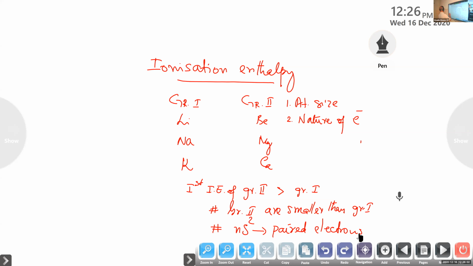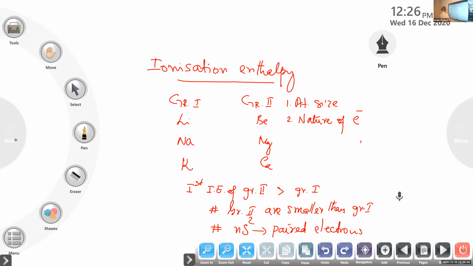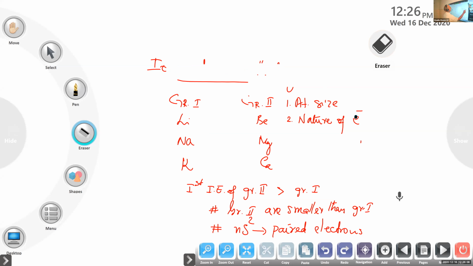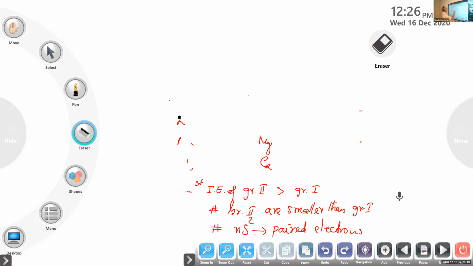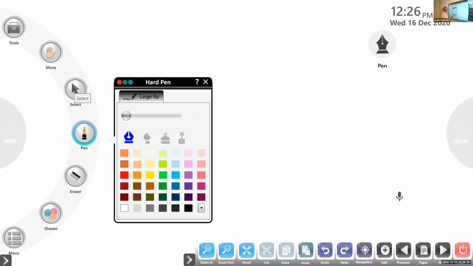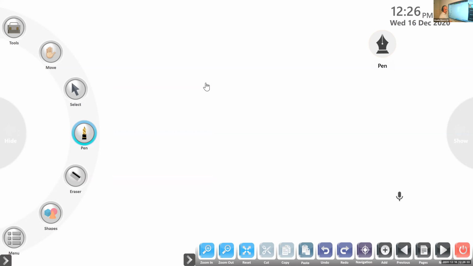So that's about the ionization enthalpy. The ionization enthalpy of the group 2 elements will be higher than that of the group 1 elements due to the smaller size of group 2 atoms and the more stable paired nature of the s2 electrons.